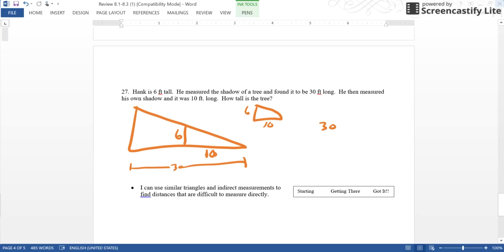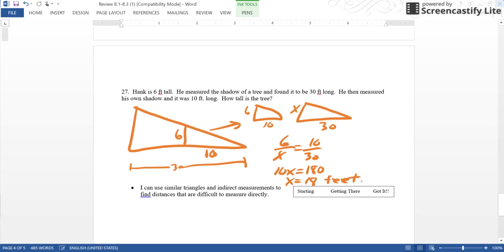Okay, I can break this up and go up to there. So now I'm going to say 6 over x equals 10 over 30. 10x equals 6 times 30 is 180. Divide by 10, I get x equals 18 feet. Okay, that's it.